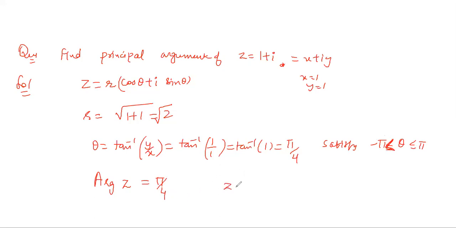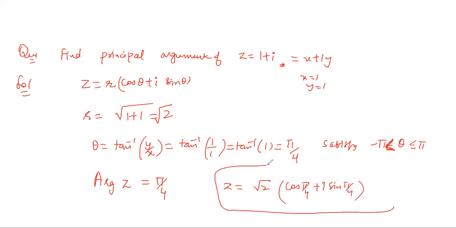And z की polar form क्या बनी? Square root 2 cos pi by 4 plus i sine pi by 4. This is the number expressed in polar form, and this is the principal argument, right? So this question was easy. Now you can do similar for, say, z is minus 1 minus i, right? So I'm changing the number to minus 1 minus i. So you tell me what is going to be its principal argument.